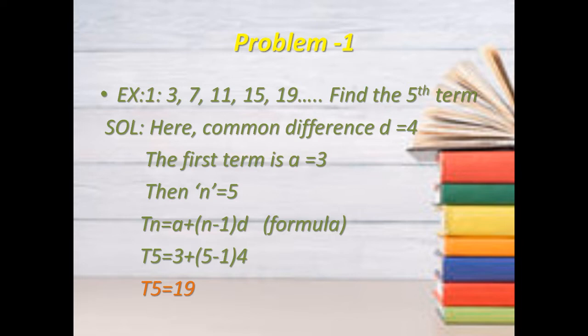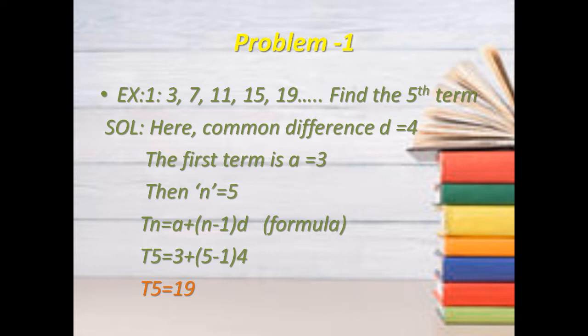Next, what is the first term? As we can see in the question itself, the first term is 3. Next, n is equal to 5. How is n equal to 5? In the question itself, they have asked to find the fifth term. Therefore, n is equal to 5. The formula to find the nth term, that is the fifth term, is Tn is equal to a plus n minus 1 into d. Therefore, T5 or an or Tn are all the same.